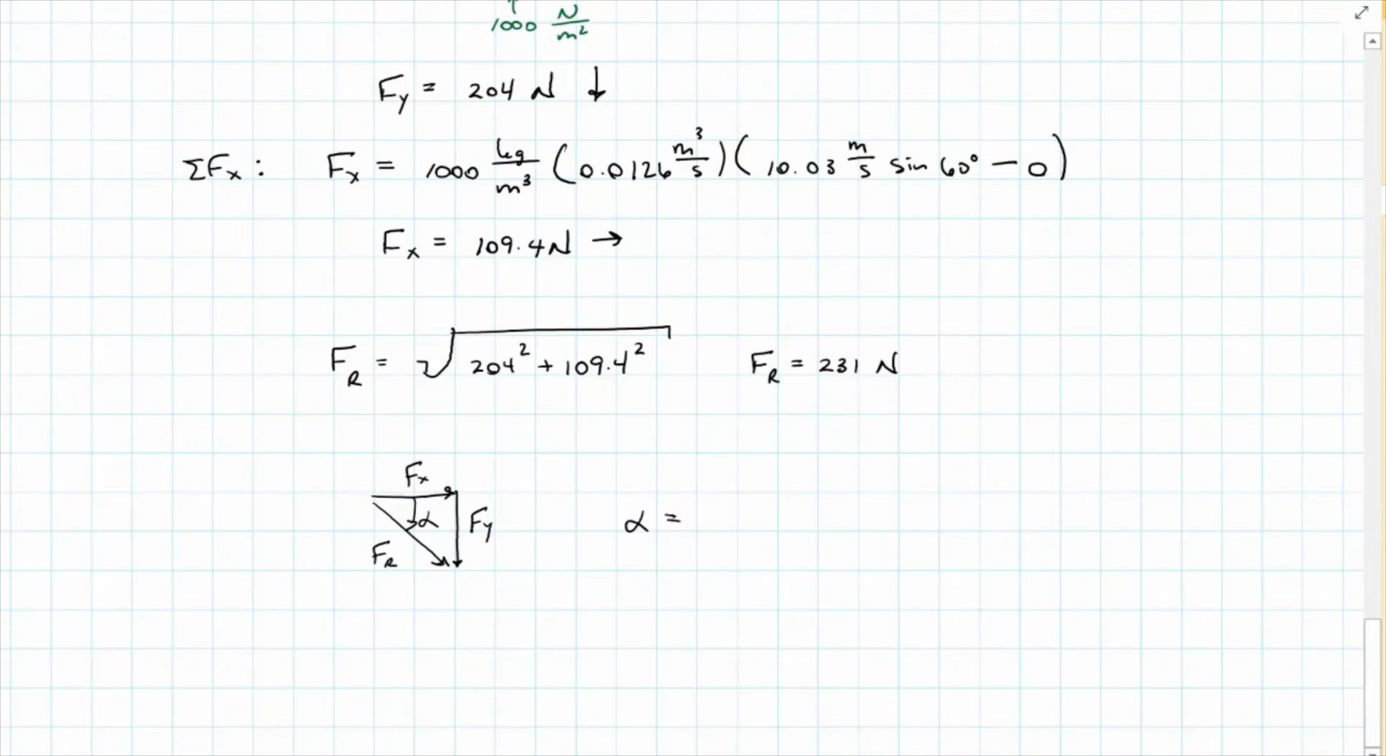So our angle alpha is going to be the inverse tangent of opposite force Y, 204 newtons, divided by adjacent force X, 109.4 newtons. And we solve for that value to be 61.9 degrees. So our force resultant is going to be acting down and to the right at 61.9 degrees.